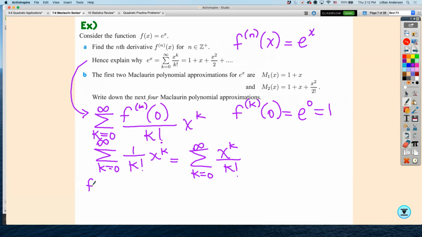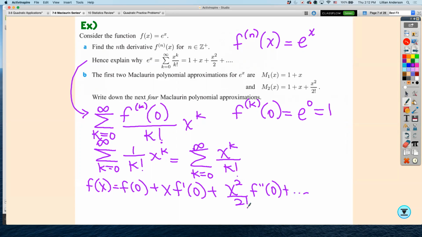We know that the breakdown of it goes f of 0 plus x times f prime of 0. Then it becomes x squared over 2 factorial f double prime of 0, and so on and so forth. We know that f of 0 is 1. F prime of 0 is going to be 1. F double prime of 0 is going to be 1. And 2 factorial is just 2. And so that is how we get exactly what we see on our board.